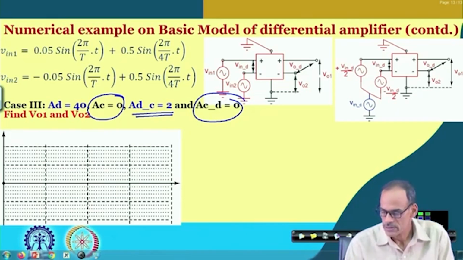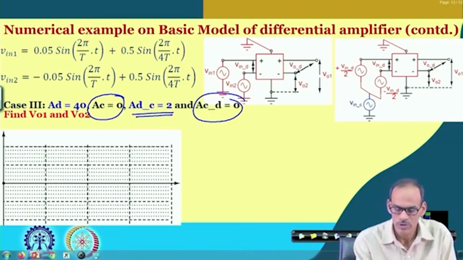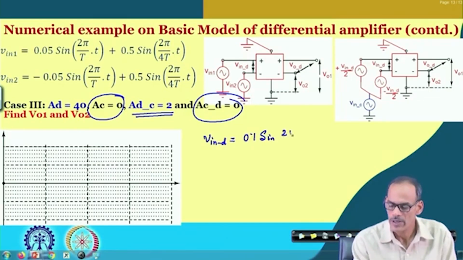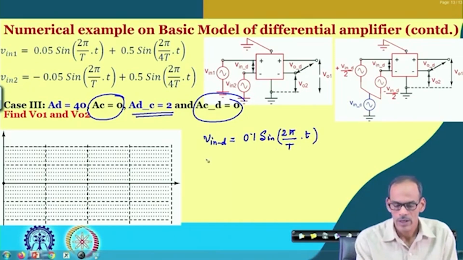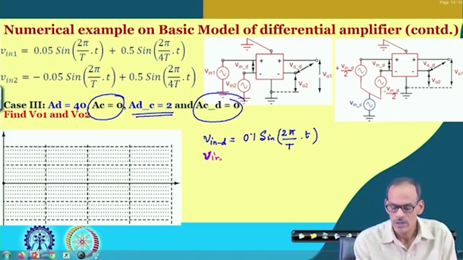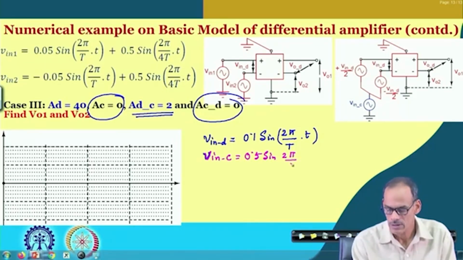So, in this case, let me at least give you a hint, probably you can work it out. First of all, V in D equals 0.1 sin 2 pi divided by capital T into small t, and V in C equals 0.5 sin 2 pi 4 capital T into T.